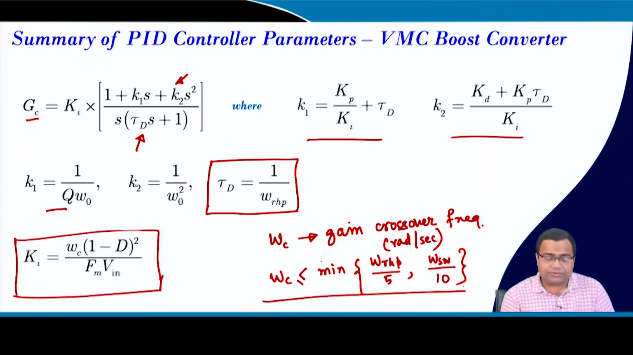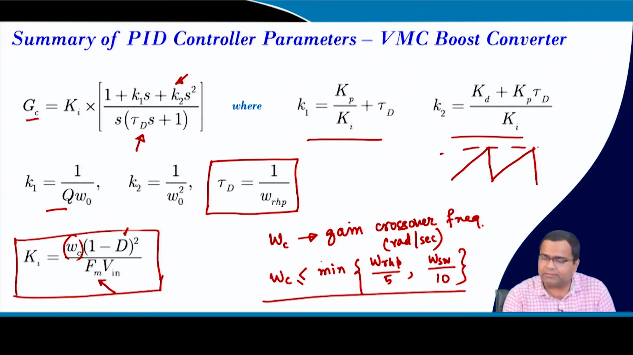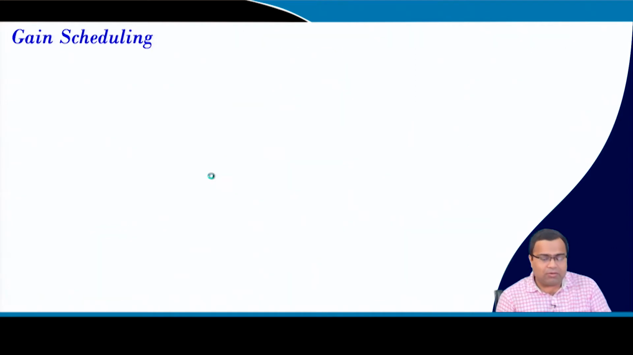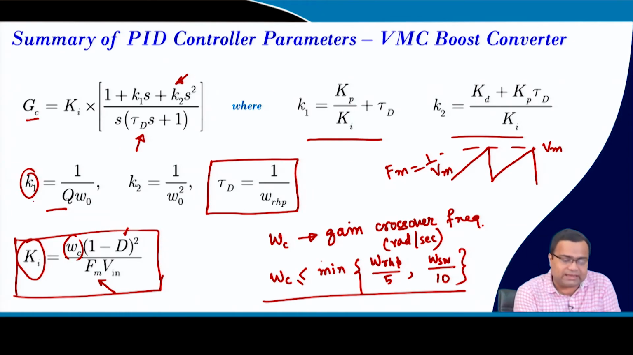Okay. So, once we select this omega c, and since our duty ratio is known and the modulator gain for voltage mode control, we are assuming that the sawtooth waveform is already decided, and if this is our Vm, then we know that Fm equals 1 by Vm, that we have already discussed. So, you can select the integral gain and the other gain parameters are already decided. Now, the controller gains K1, K2, Ki, tau d, K2.